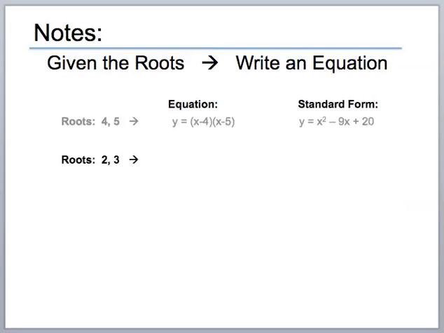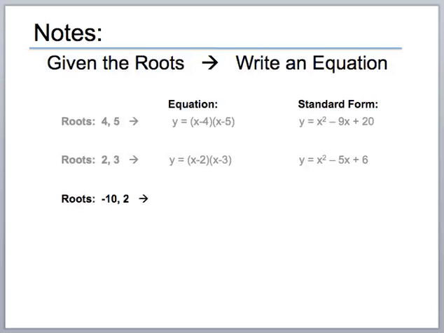Alright, now the equation you would end up getting is y equals x minus 2 times x minus 3, and then the standard form of that after you FOIL it all out would be x squared minus 5x plus 6. Alright? Now let's try to do it one last time just to make sure you have a good grasp of how we're putting the equation together. If you have roots at negative 10 and 2, what would the factored form look like first, and then what would the standard form look like?